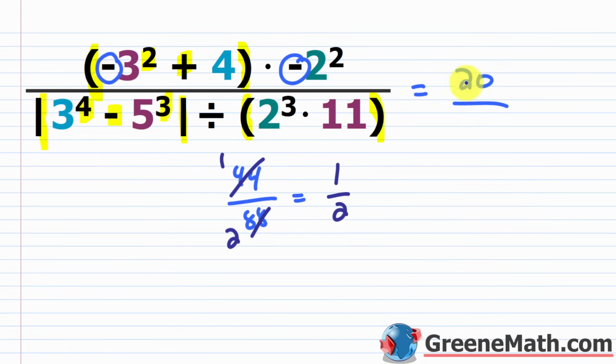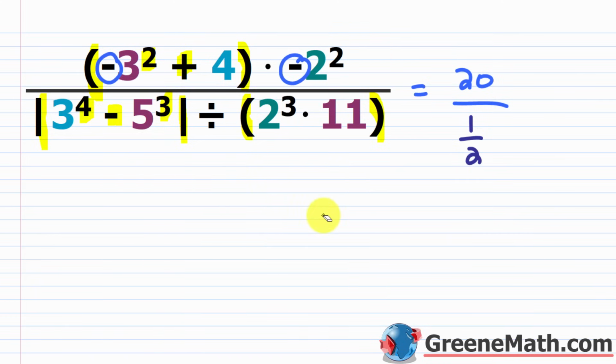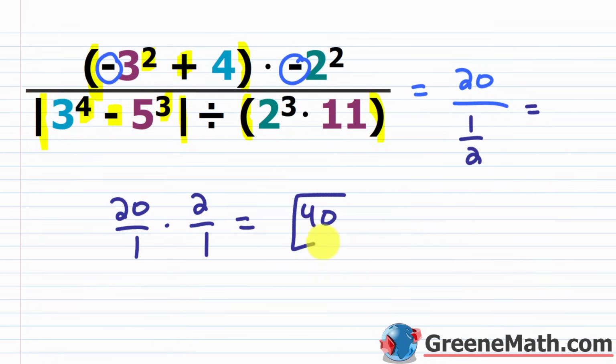So this becomes 1/2. So you have 20 divided by 1/2. And we know that when we divide with fractions like this, basically this first guy, I'll write this as 20 over 1, is multiplied by the reciprocal of the second guy, which is 2 over 1. So this gives me a final answer of 40.